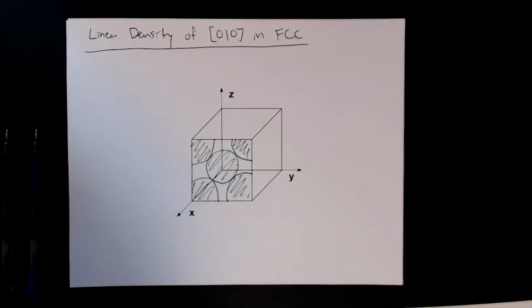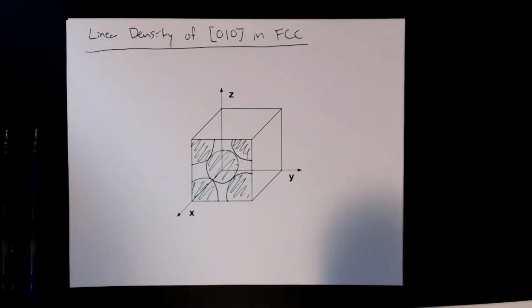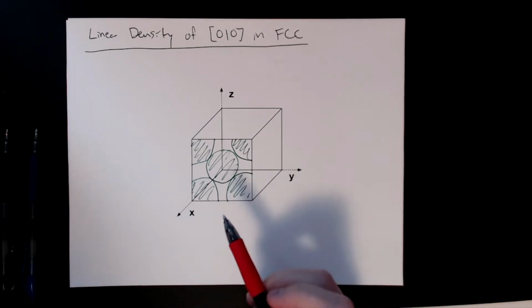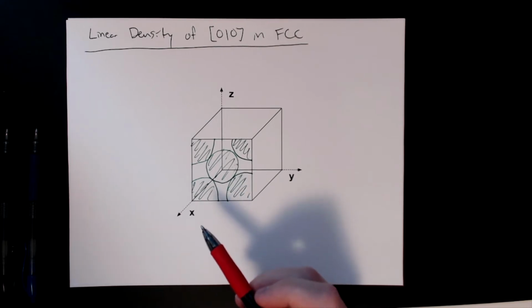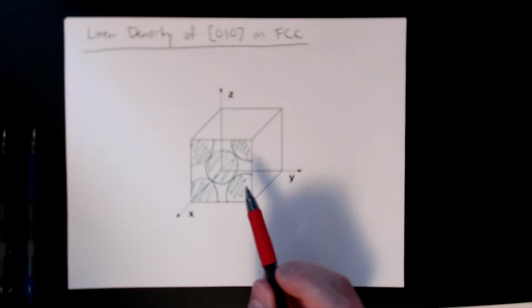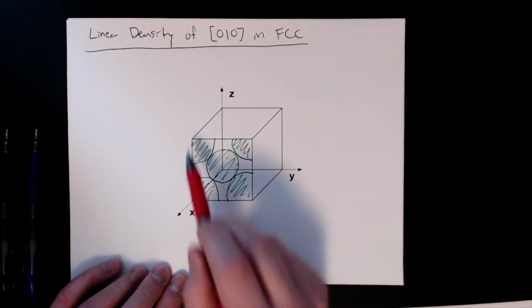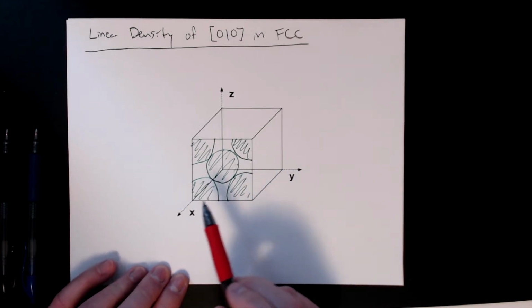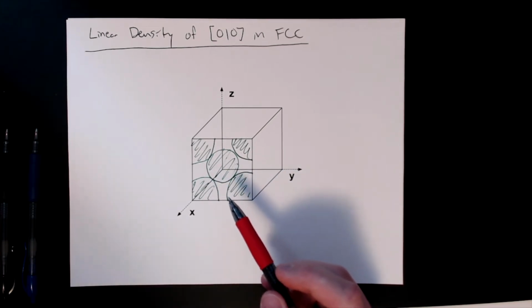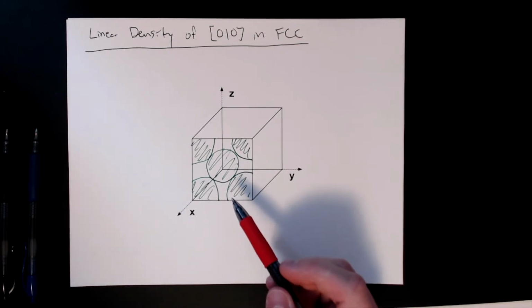All right, so I've switched over to the paper here because let's work through this problem of the linear density of the 0, 1, 0 direction, and it's in FCC. So I've resketched it here, but I've only drawn the front face, so everything else is missing. So if you want a more complete version, please go back to the slides, but I'm just going to do that. So our first step was we wanted to draw the direction.